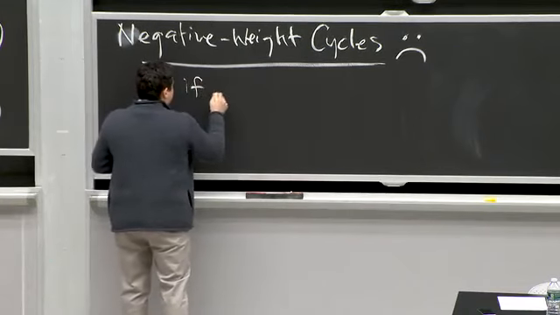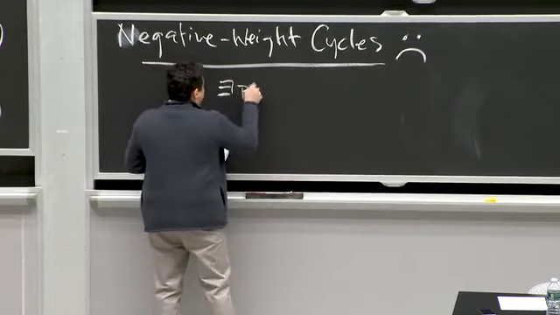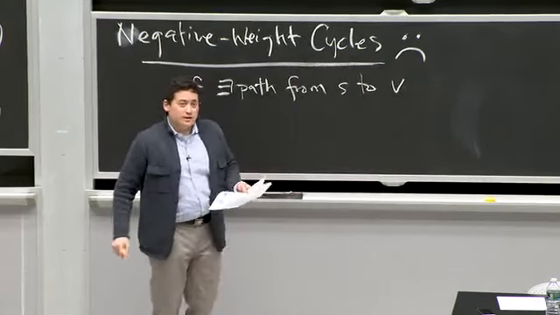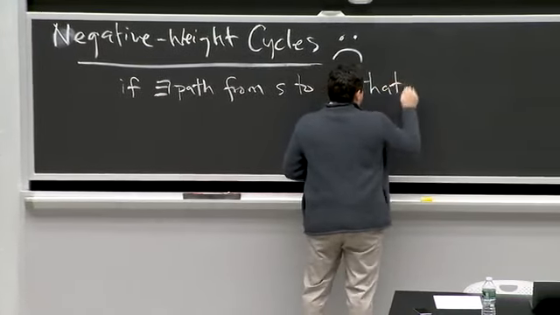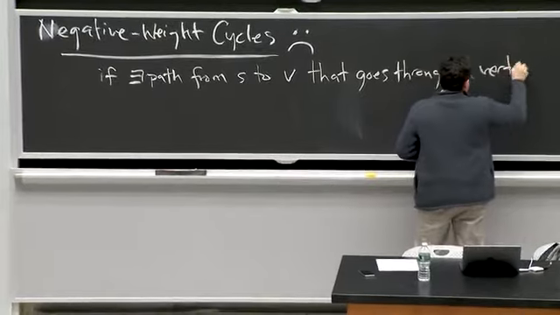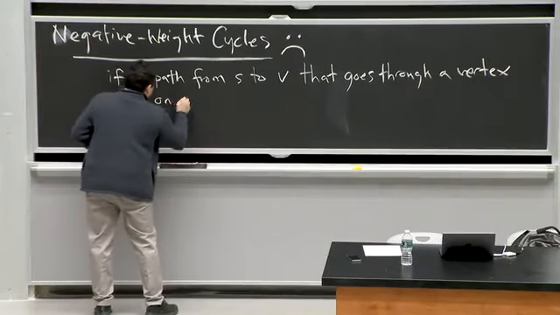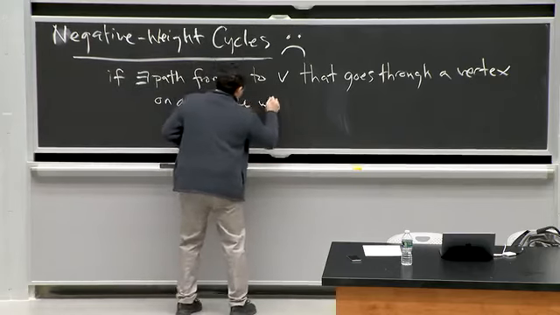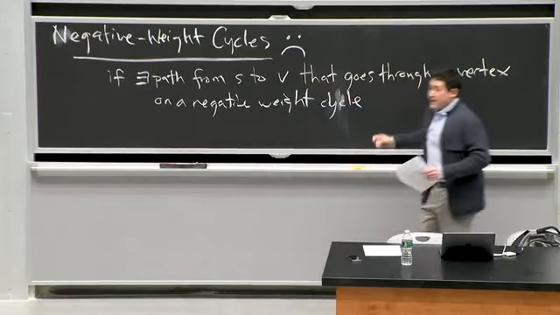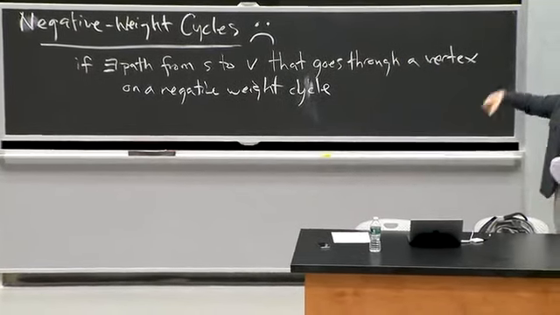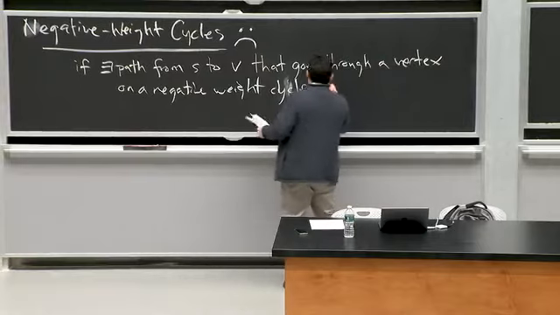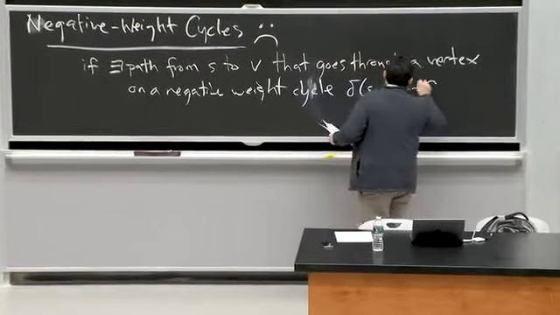if there exists a path from S to some vertex V that goes through a vertex on a negative weight cycle, then I can take that path to that vertex, circle around the negative weight cycle, and then proceed to V, and I can take that cycle as many times as I want. Then this delta SV we're going to set to minus infinity.